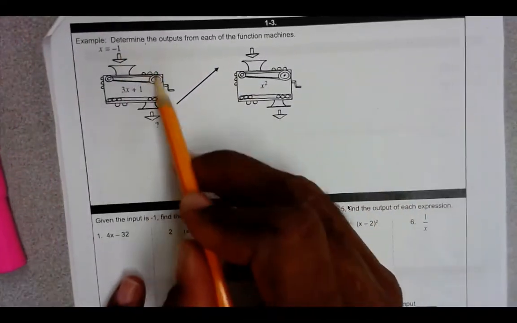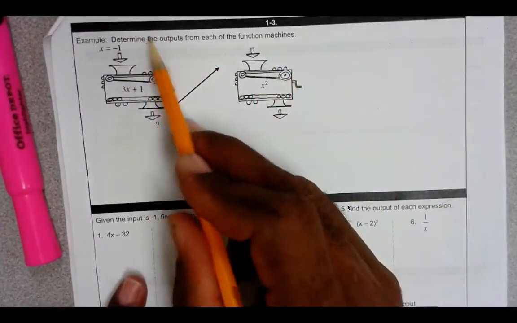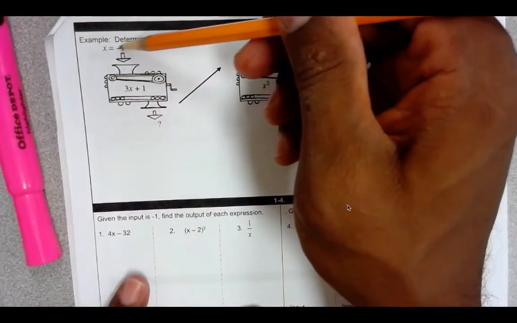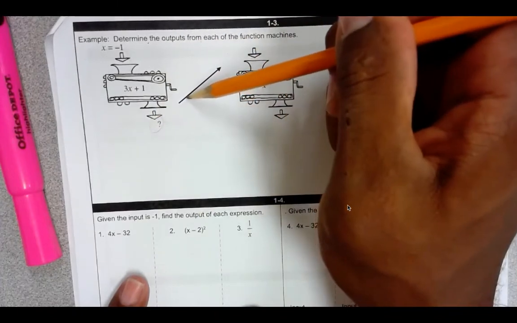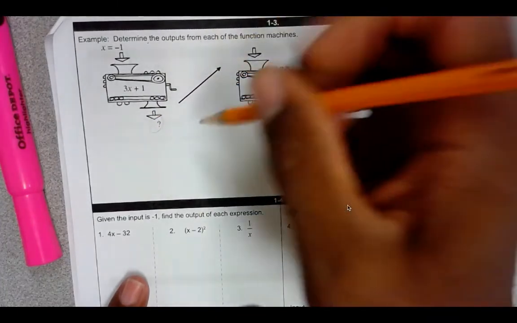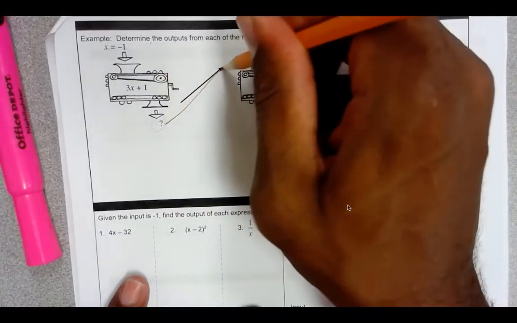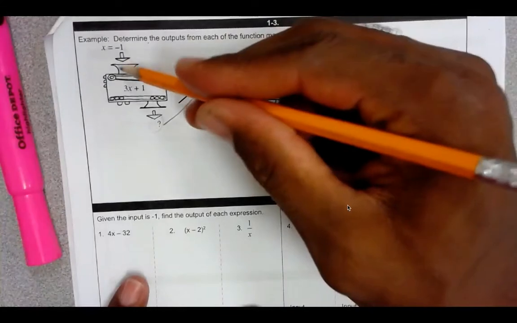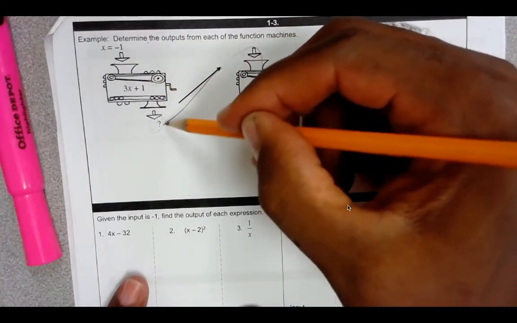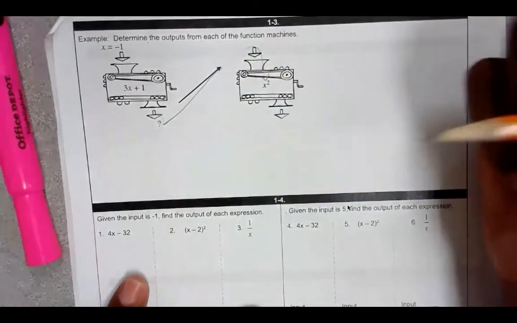Now, again, same thing. Determine the outputs from each of the function machines. Now notice what's happening. I'm plugging in this 1. I'm going to get something out, but now what this is telling me to do is take this and plug it into the next equation. So whatever I get from here, I'm going to use that number as the input for the next step.